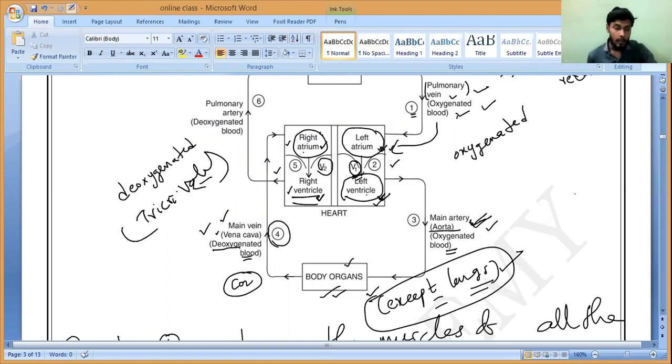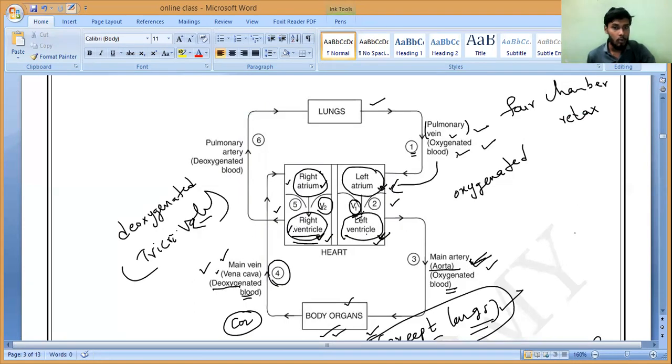Now everybody tell me, where has the blood finally reached? The right ventricle. Now from the right ventricle, do we have oxygenated or deoxygenated blood? Deoxygenated. Deoxygenated blood must be pumped to where? The lungs. Only one artery brings this deoxygenated blood from the right ventricle to the lungs.